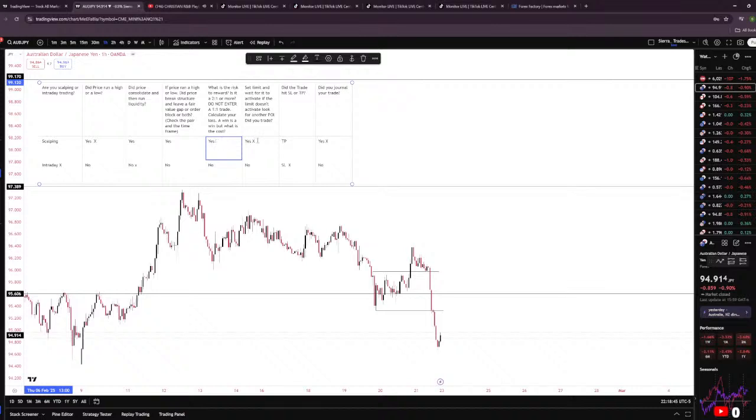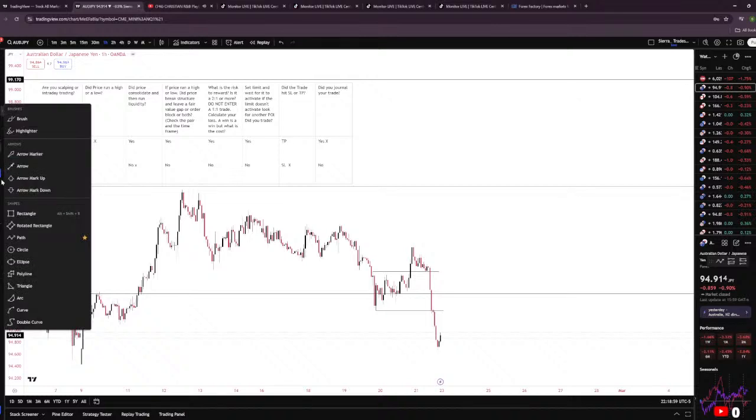Here, we're going to clear these. Did the trade hit stop loss or TP? It hit stop loss. Now let's journal this trade, and we journal this so that we can have a visual for next time. This is not consolidation. This does not qualify.